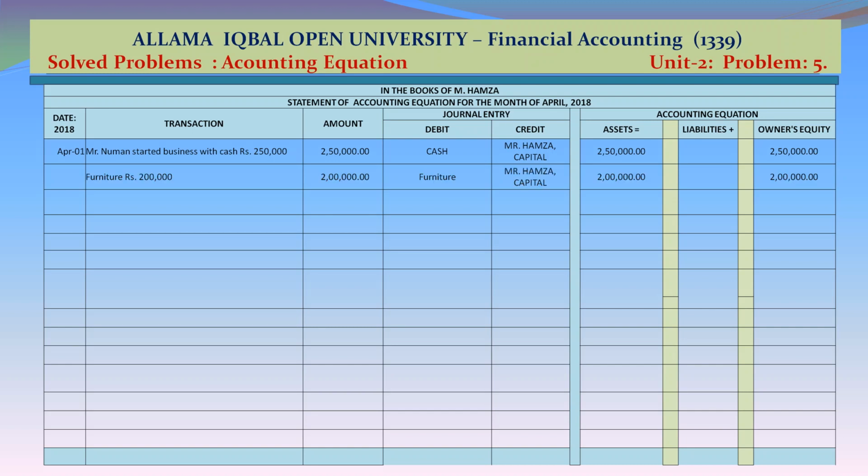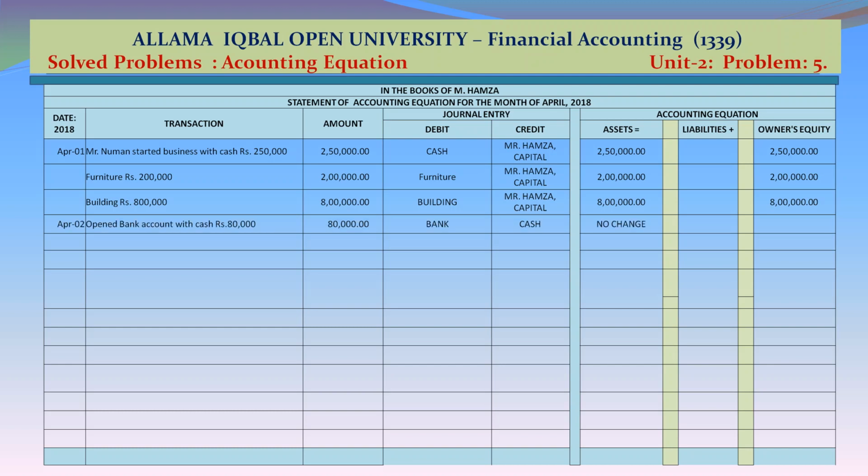Mr. Nouman started business with cash and furniture 200,000. Amount 200,000. Debit furniture. Credit Mr. Hamza capital. Assets add 200,000. Owner's equity add 200,000. Mr. Hamza Nouman started business with cash, furniture and building worth 800,000. Amount 800,000. Debit building, credit Mr. Hamza capital. Assets add 800,000. Owner's equity add 800,000.